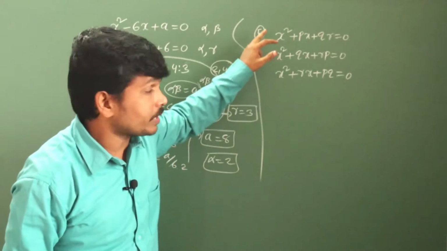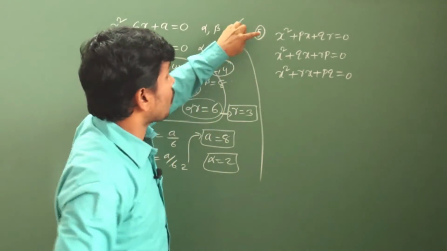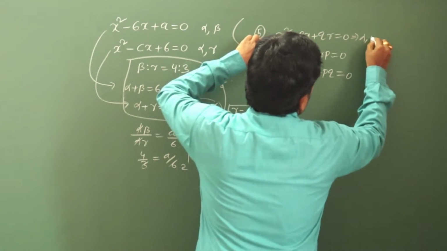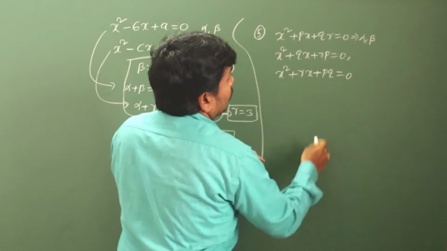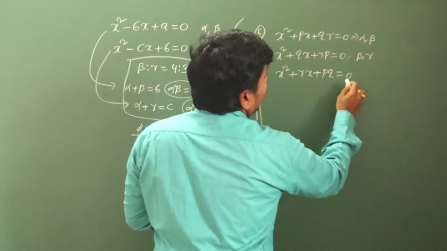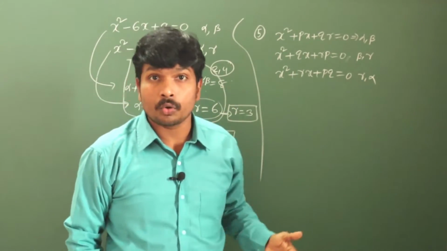These are the three equations. They have pairwise common roots. Suppose the first pair has roots alpha, beta. The second pair has roots beta, gamma. The third pair has roots gamma, alpha. That is what pairwise common roots means.